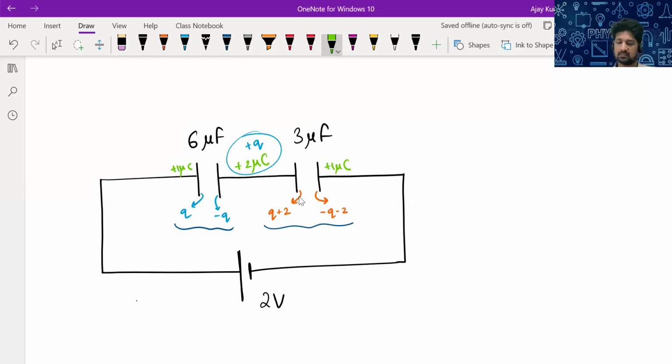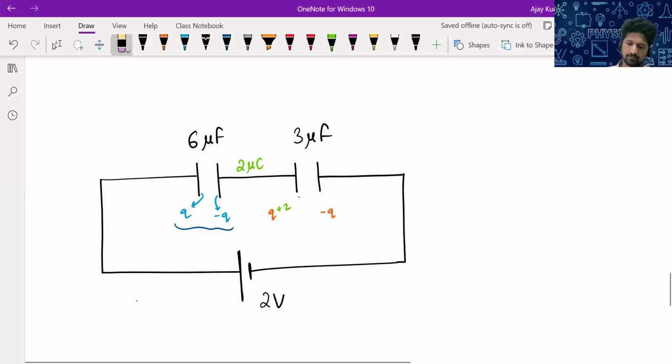That is what happens. Had this 2 microcoulomb not been present, then this 1 microcoulomb and 1 microcoulomb also would not have been present. Then how do you get the charges? You get them like this. Simple. Q, minus Q, Q, minus Q, equal charges on the capacitors. But because of this 2 microcoulomb extra charge, you are getting a plus 2 here.